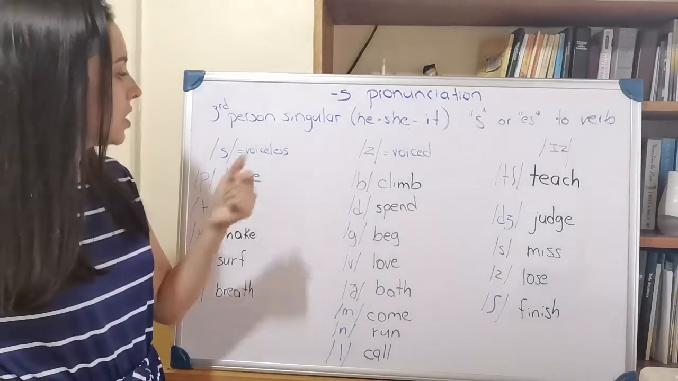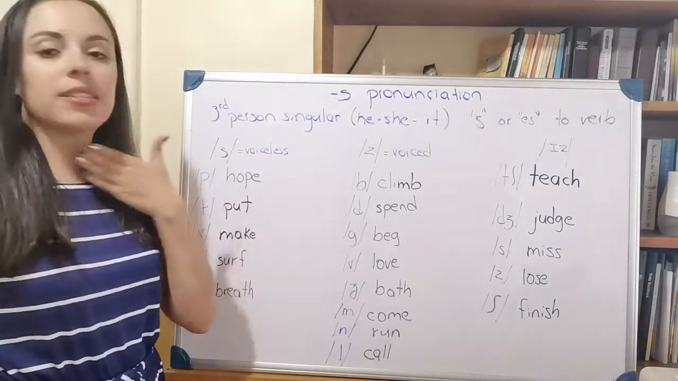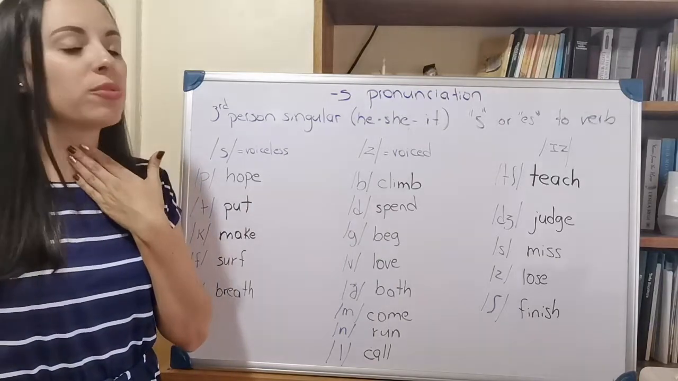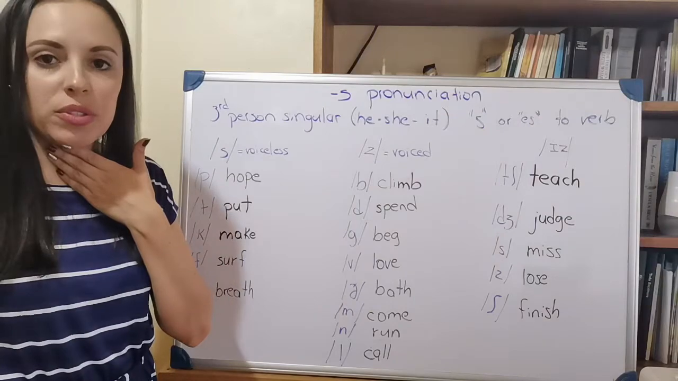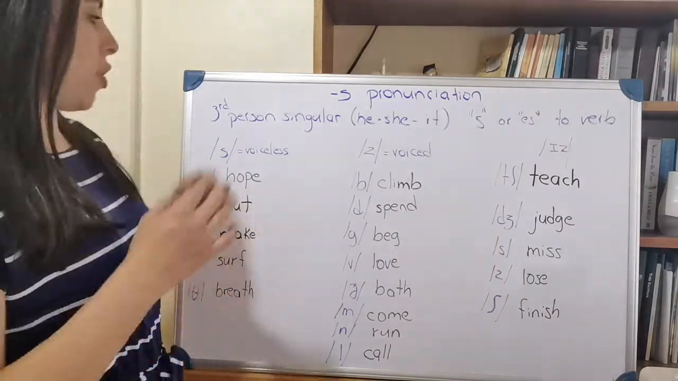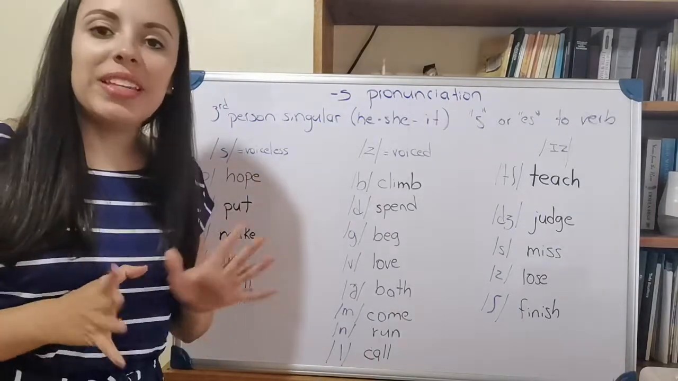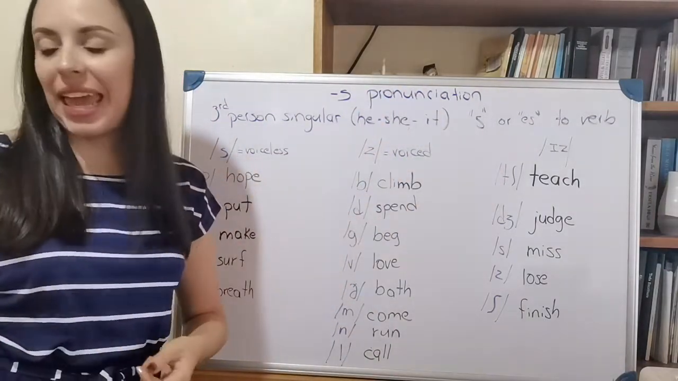Okay, so those are the two first concepts that you need to learn. Voiceless, no vibration, no obstruction of the air. Voiced, vibration, obstruction of the air. You can feel your throat moving, right? So based on that, we need to learn the rules to pronounce that S.